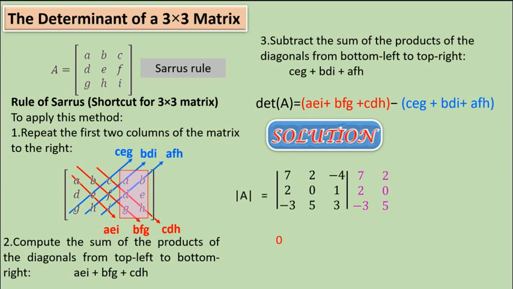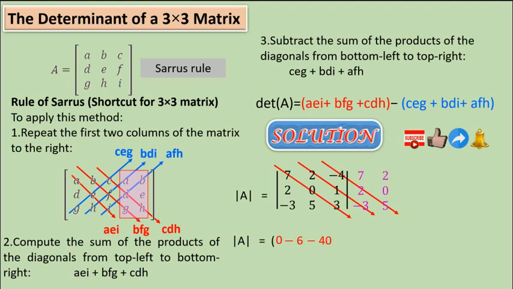Then what do we do next? We take all the elements in the complete triangles. Remember, the down red arrow is positive, so you multiply all that. What will be our answer? The product is 0, because 7 times 0 times 3 gives 0. The next one is 7 times 1 times minus 3, which gives minus 6. Then minus 4 times 2 times 5 gives us minus 40.